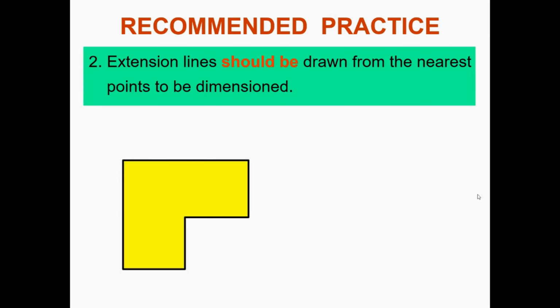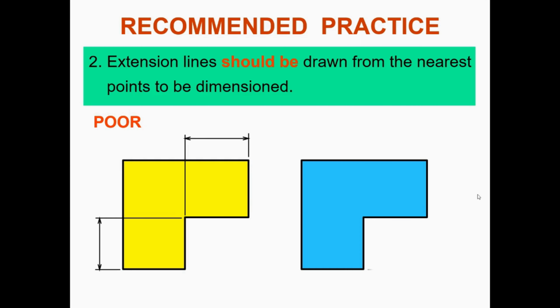Let's move to the next recommended practice. Extension line should be drawn from the nearest point to be dimensioned. So it should be drawn towards the nearest point to dimension, not too far off. So this is an example. This yellow is very poor. The right hand side is the good approach to go.